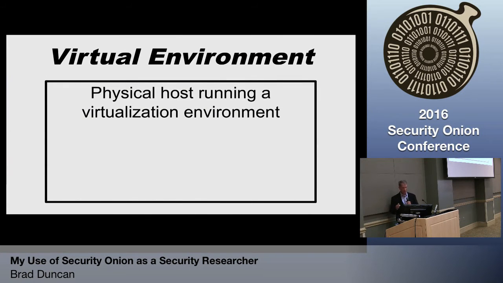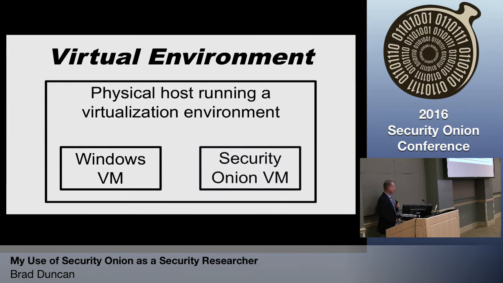So you have your physical host running a virtualization environment. You've got your Windows VM, and you've got your Security Onion VM. The important thing here for me, that I did not know when I first started out but do know now, is that I should use a VPN.